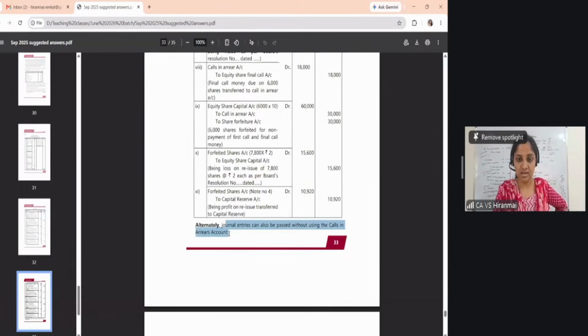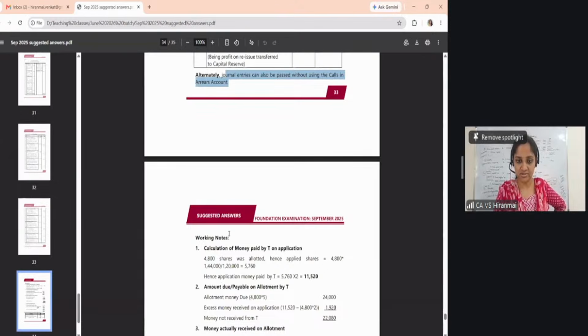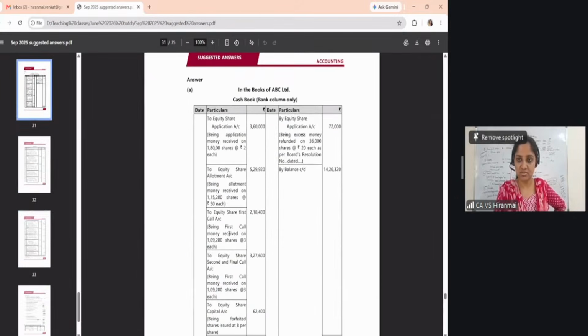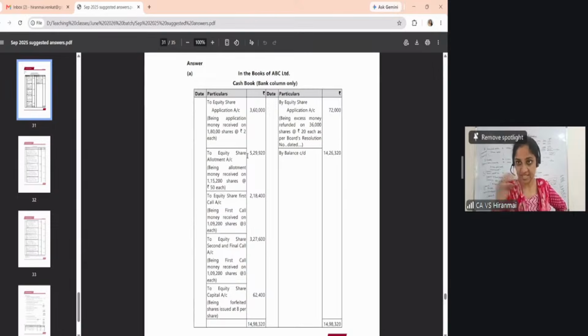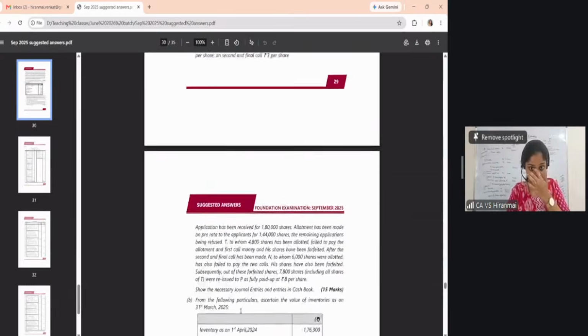Journal entries can also be passed without using calls in arrears. Here they have given you everything. The same thing. If you see here, my dear students, this is the cash book. So from each entry, wherever the receipt entry has come, they have taken these amounts. So first entry, it was 3,60,000 and then 72,000 we refunded. The second entry from allotment, 5,29,920. If you see all our transactions, that only will come. Then first call, you have 2,18,400. Yes, it is given here. Then 3,27,600 has come. Then 62,400 is on account of reissue. That's all. Here they have shown it in the account, but we have done the entries for that also.